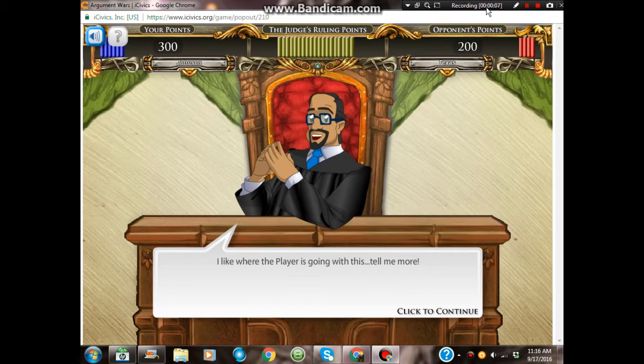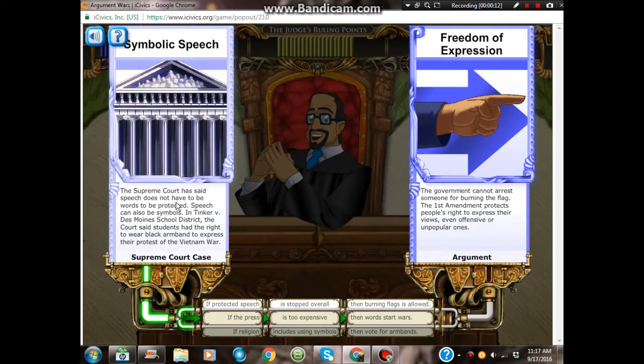Player is going with this. Tell me more. Okay. Speech. Nope, that's the wrong way. And this, that's it. Includes using symbols. And burning flags. Confirm. They agree with that. That's the right middle. And that's obviously the right conclusion.